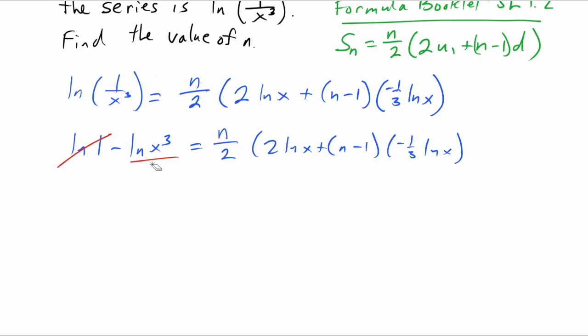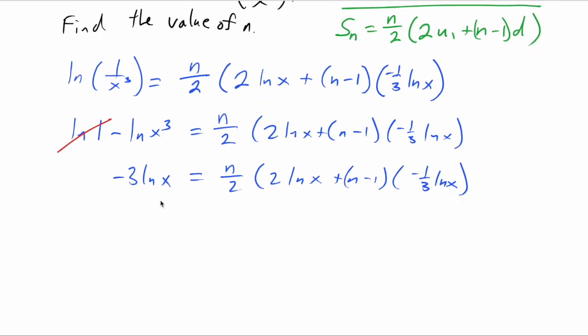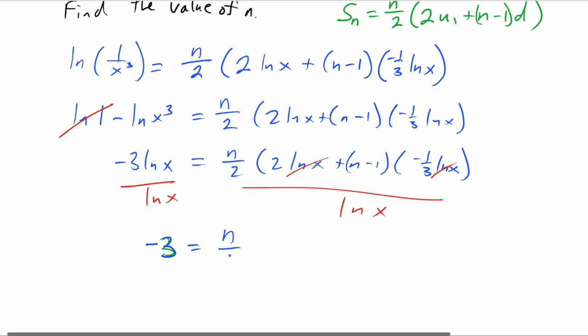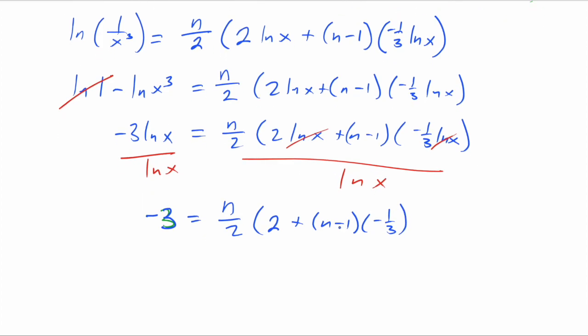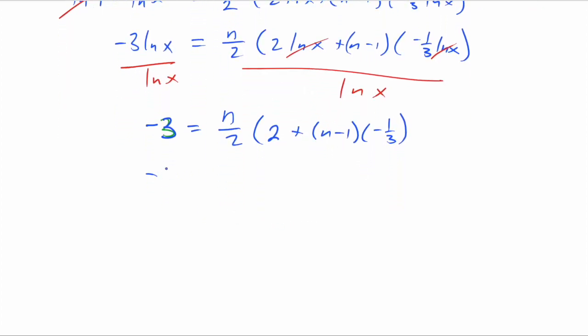Well, actually, sorry, we need to rewrite this first as negative 3 ln x. And now we have a ln x. And then I'm just going to rewrite this again. Don't want to expand yet, because now I can see we have just a log over here. So we can divide both sides by ln x, and there's only 2 terms here, right? So you can cancel out these logs, and we'll have negative 3. Let's switch to blue. Negative 3 equals n over 2 times 2 plus n minus 1 times negative 1/3, so it's a lot easier to deal with, I think.